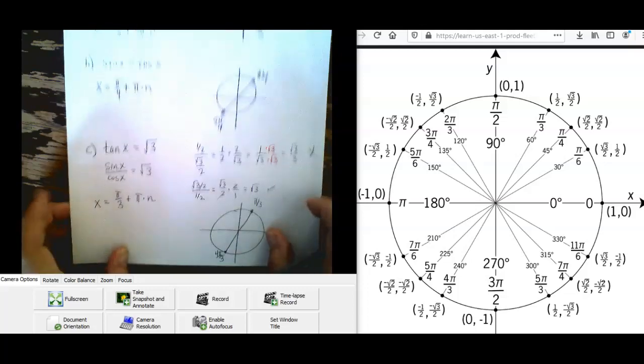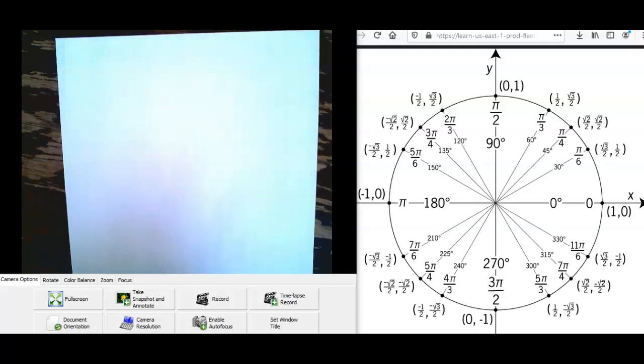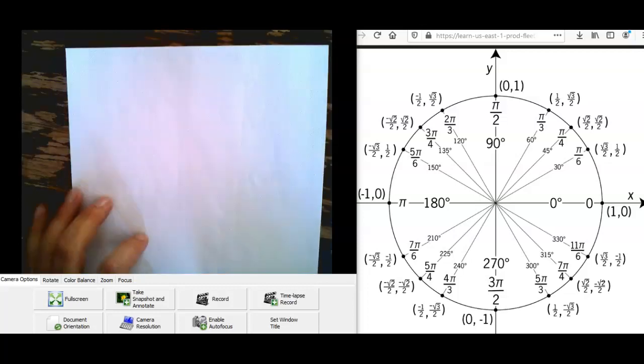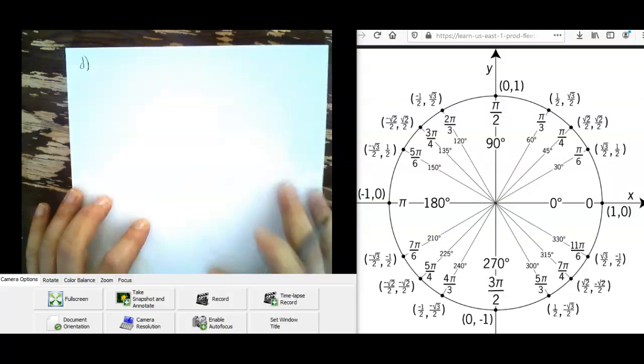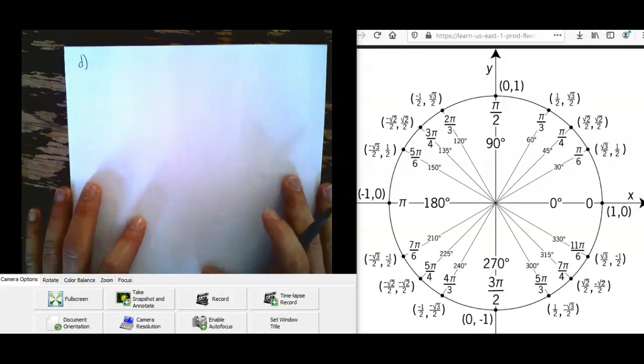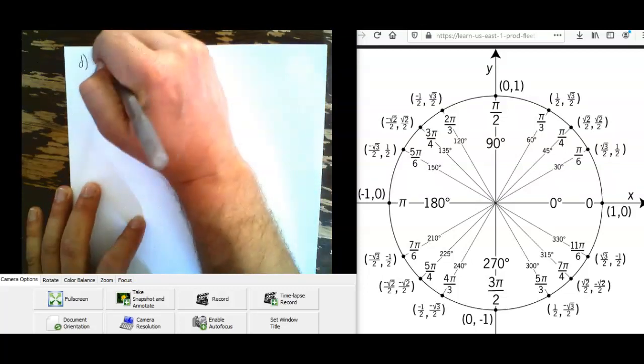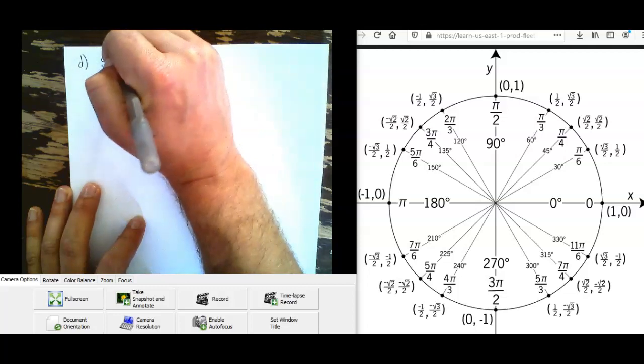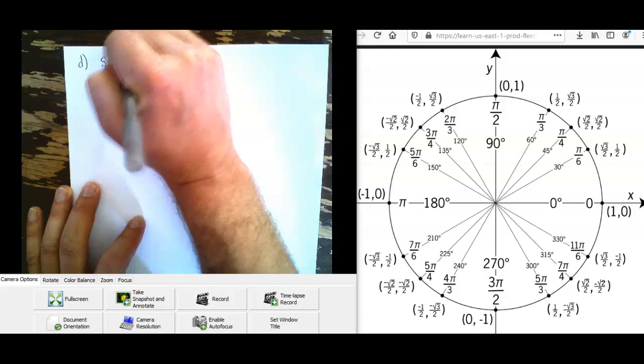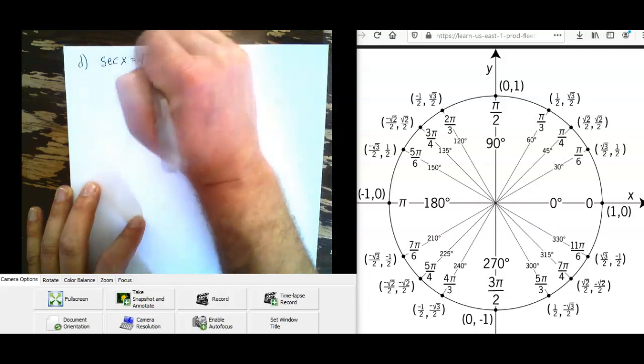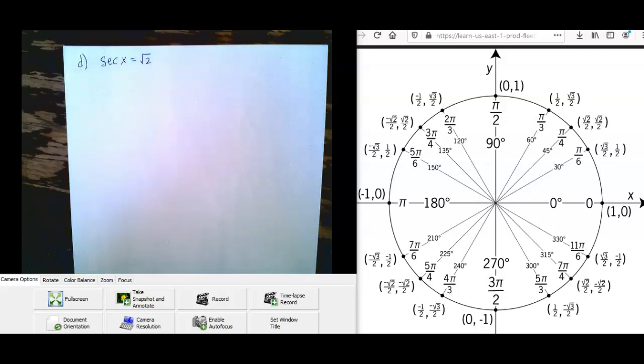Let's try a couple more with the more obscure trig functions. So here's d. Let's solve secant of x equals the square root of 2. Okay? So again, when we face something like this, the unit circle is not helpful at the moment because we can only see the sine and cosine of the angle.